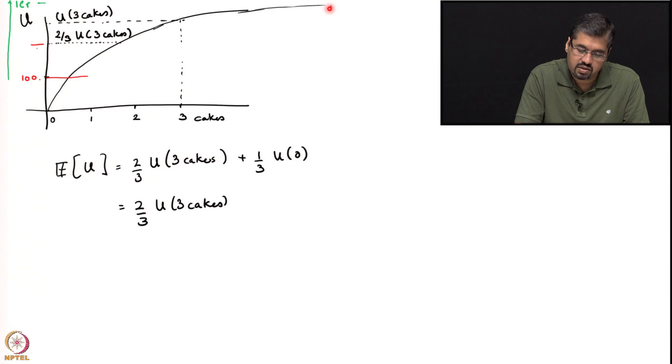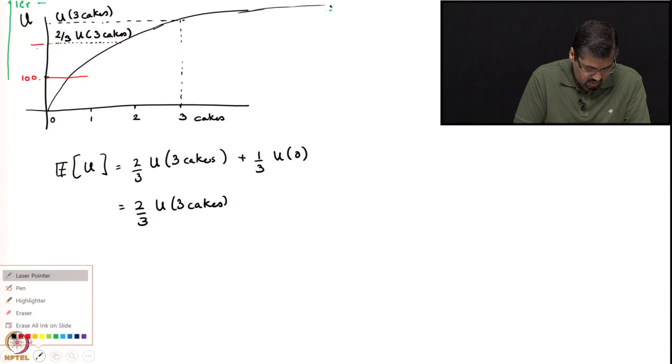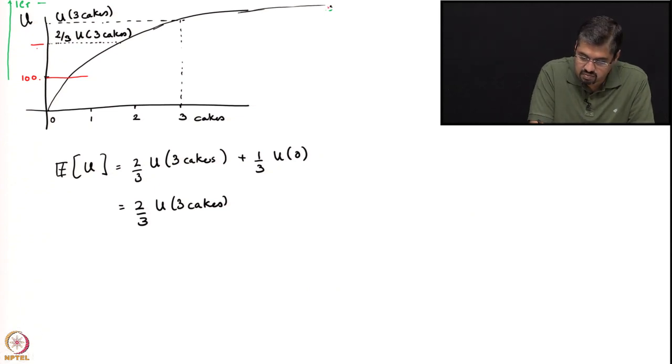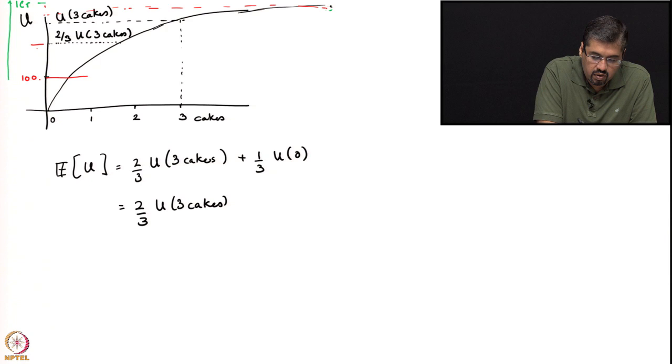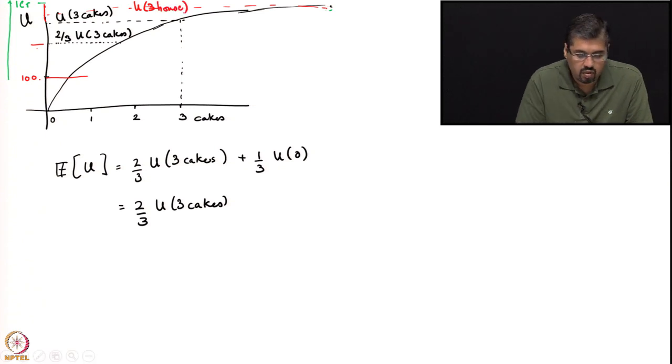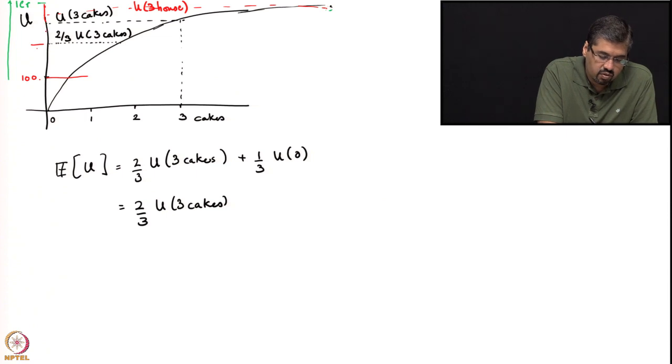So, if I take a point somewhere here, say for instance, then this would be for instance my utility from a house of thrice the size. Utility from three houses like this, utility from a house of thrice the size, and then 2/3 of that would probably be somewhere here. So, this here is the 2/3 times the utility of thrice the house.